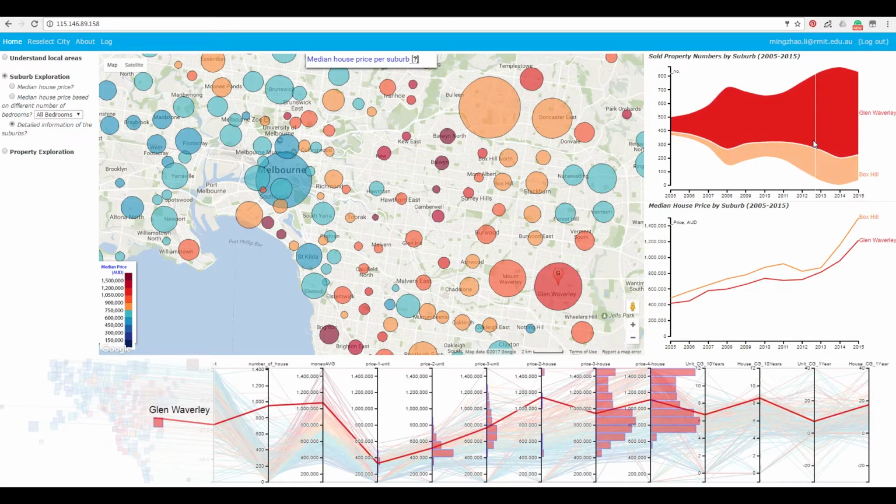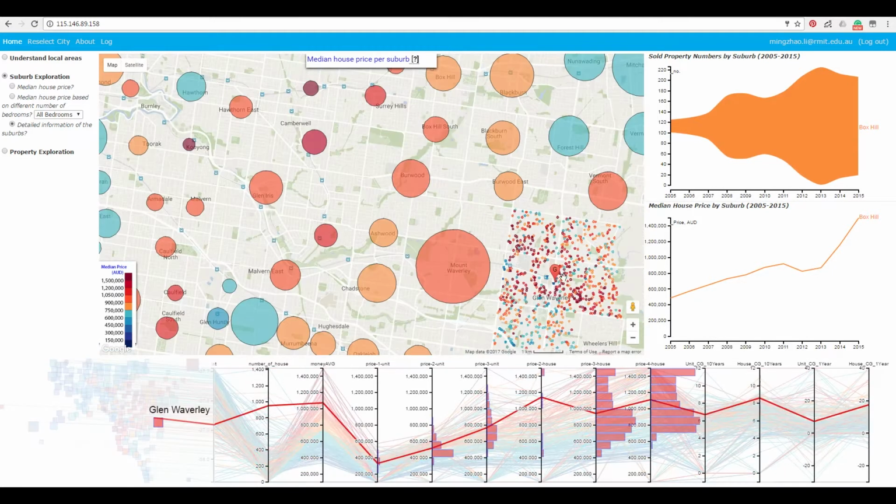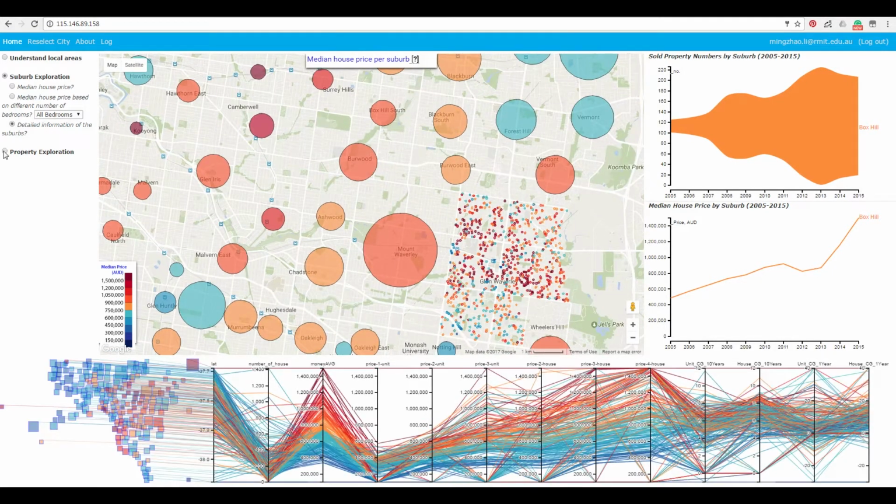Considering the available properties and the possibility of price bubbles in Box Hill at the moment, he decided to first consider properties in Glen Waverley. He double-clicked the suburb of Glen Waverley and enabled exploration of the individual properties in Glen Waverley.